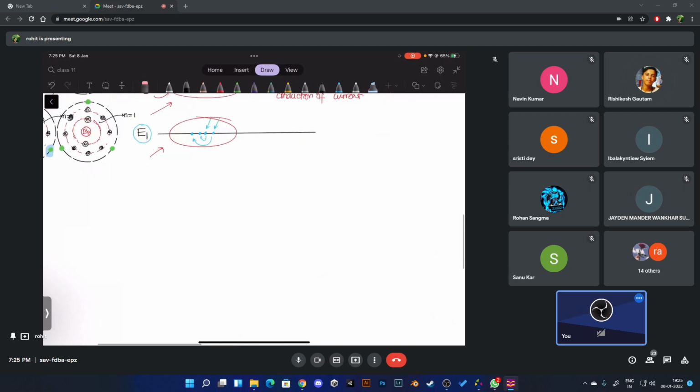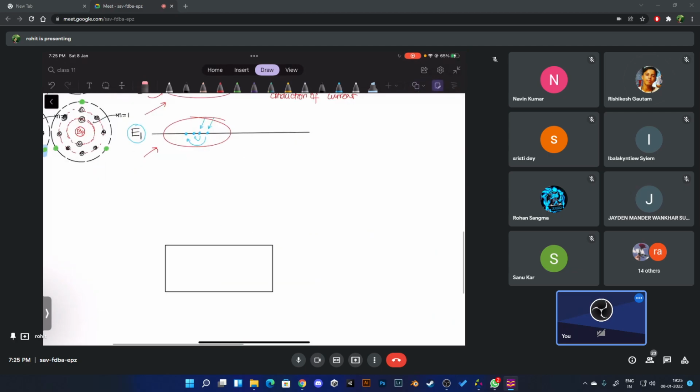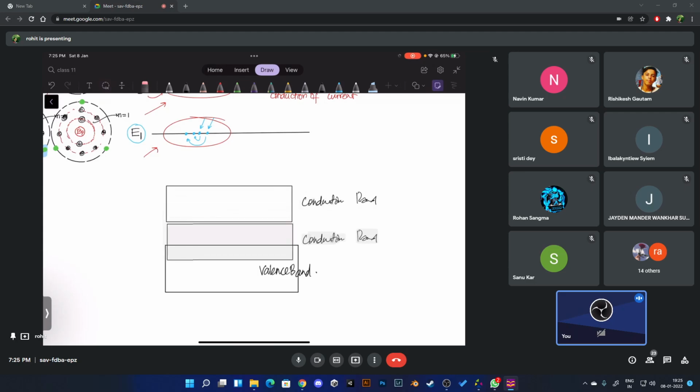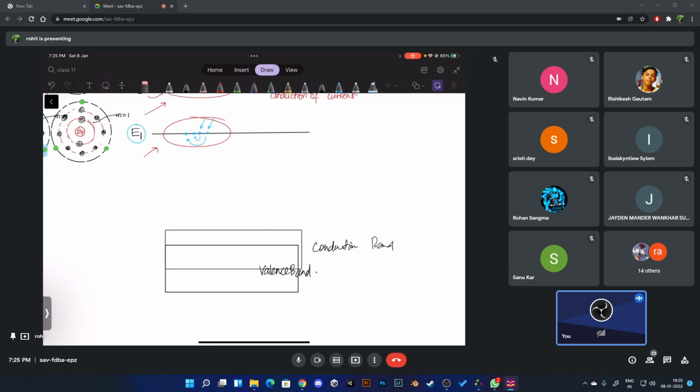If somebody asks you this question, this is the valence band, VB in short, and this is the conduction band. What you are going to do is show that the valence band and the conduction band always overlap. That means electrons present in the valence band of any metal are automatically also present in the conduction band. Are you clear with the metals, guys? Is it okay or not?